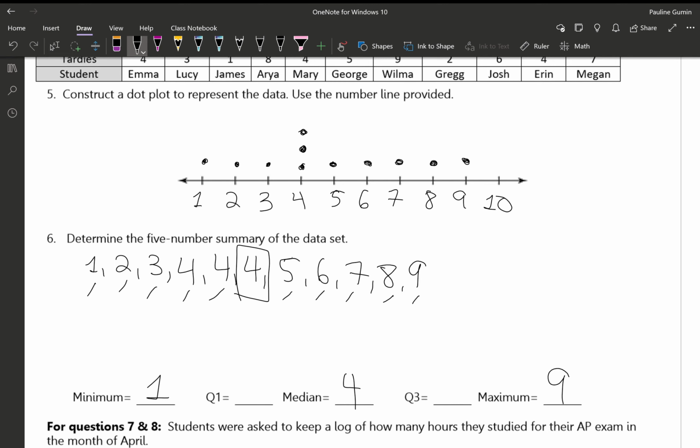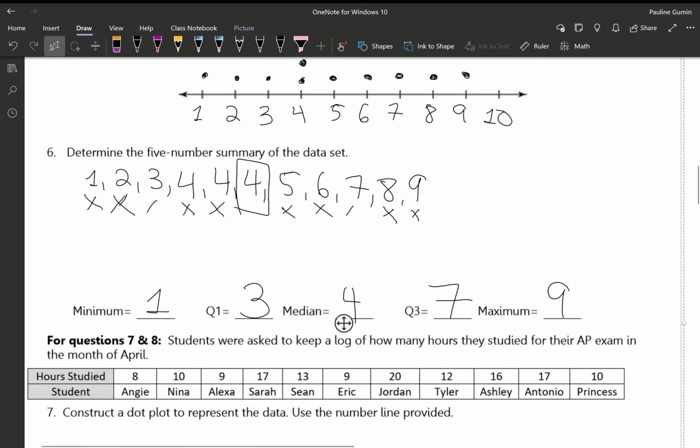Quartile 1, Q1, is the middle of the left. So let's find the middle of the left side. So I'm going to cross one number off, and it looks like I'm left with 3 in the middle. Now quartile 3 is going to be the middle of the right side. Cross one off from each side. Beautiful. 7's the median. And we have our 5-number summary.